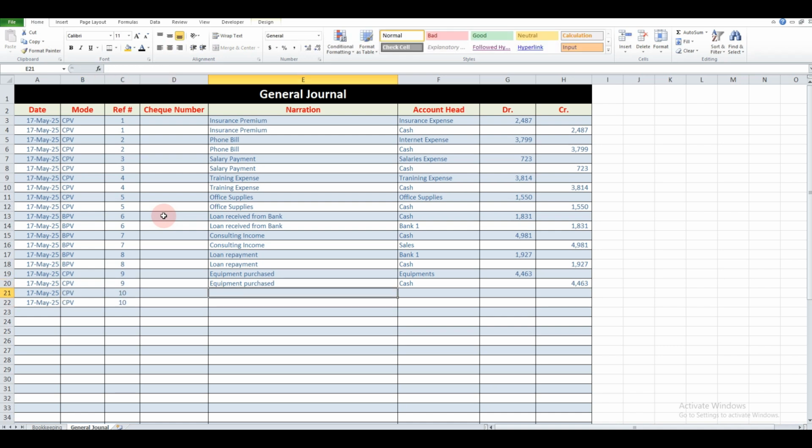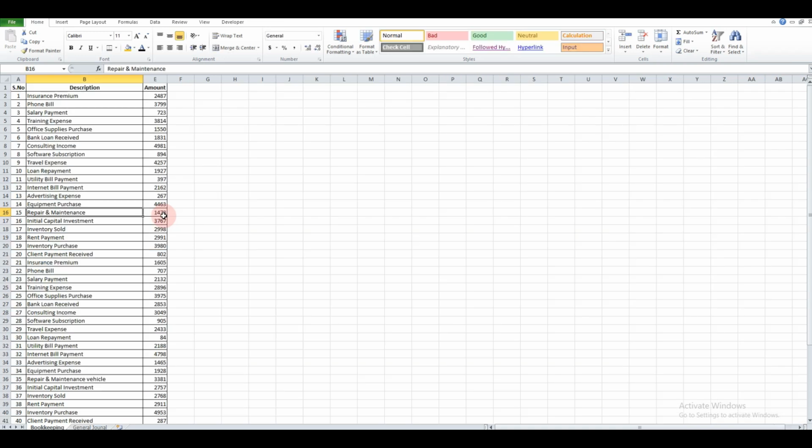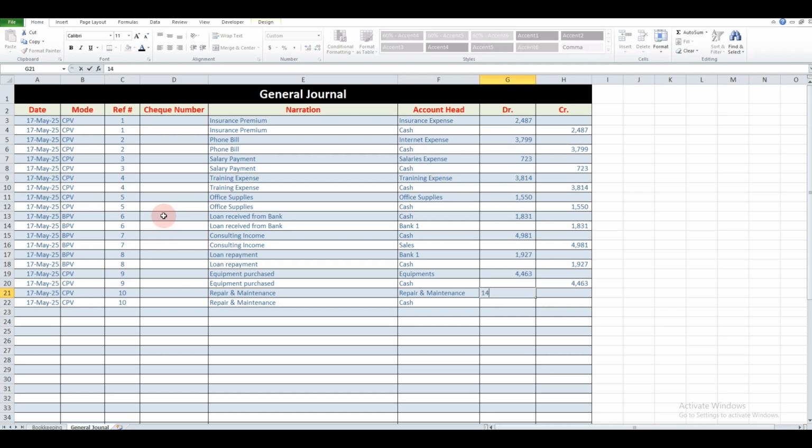Expense, it's a cash expense, repair and maintenance. Repair and maintenance debit, cash credit, 1478.